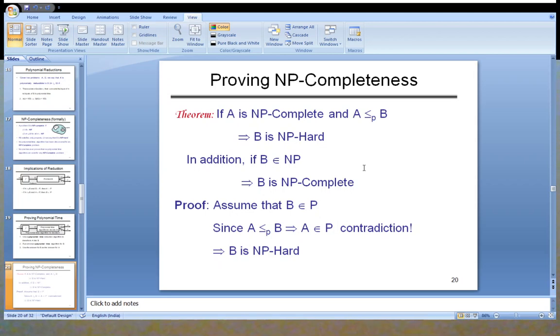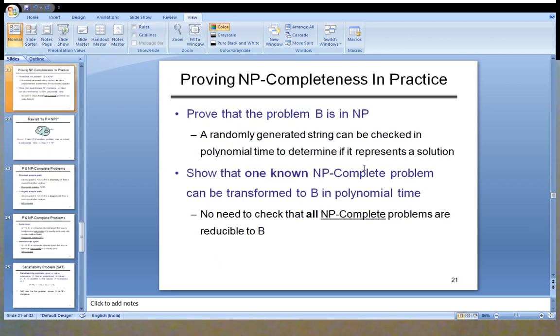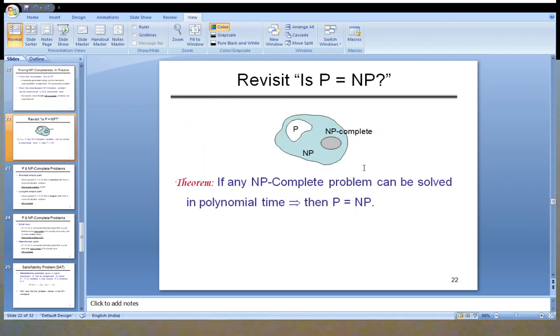And if B is an NP-hard problem, so proven that B is NP. Now a randomly generated string can be checked in polynomial time to determine if it presents a solution. So show that one known NP-complete problem can be transformed to B in polynomial time. So no need to check that all NP-complete problems are reducible to B, and we can say that B is an NP-hard problem.